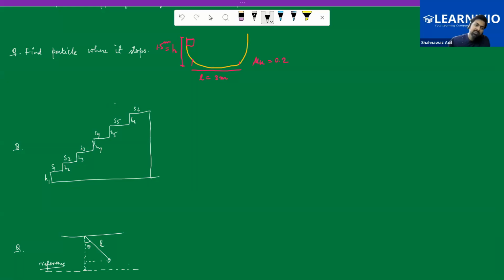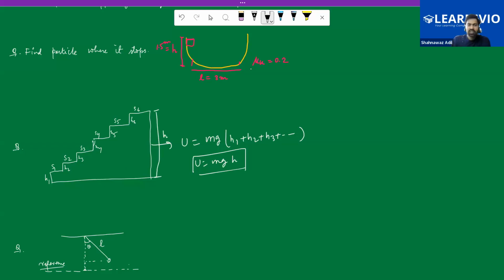So in this case, potential energy would be simply mg, and h1 plus h2 plus h3, and so on. So this would be simply mgh, where this is the height. So this would be the potential energy. This is not from the NEET perspective, so we'll leave this.